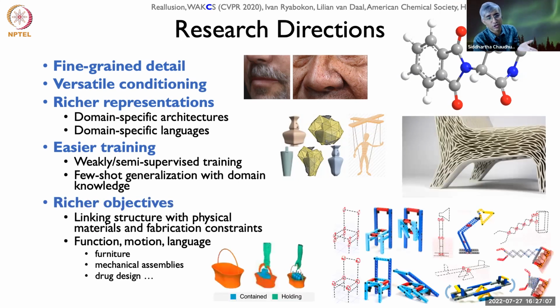And we'd like to have richer objectives. We'd like to be able to link geometric structure and shape modeling with physical materials, with fabrication constraints, with predicates like function, motion, language, and so on. Right? So there's a lot of interesting work that is actively happening in this space. This is all pretty cutting edge. Many of the explored systems are still sort of toy-like, but it's getting better, and we'll hopefully be able to model more real-world predicates in these data-driven frameworks.